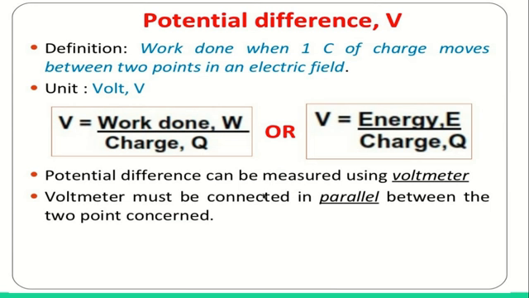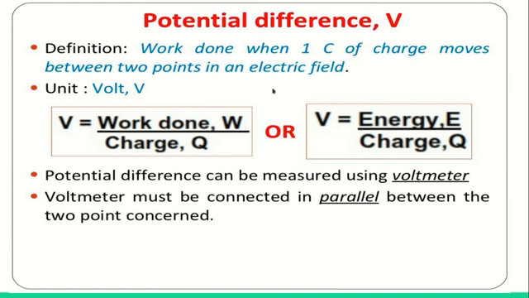Now you can see what potential difference is. I hope you have understood. We represent potential difference with the symbol V. Now what is potential difference? Potential difference is the work done when 1 coulomb of charge moves between two points in an electric field.